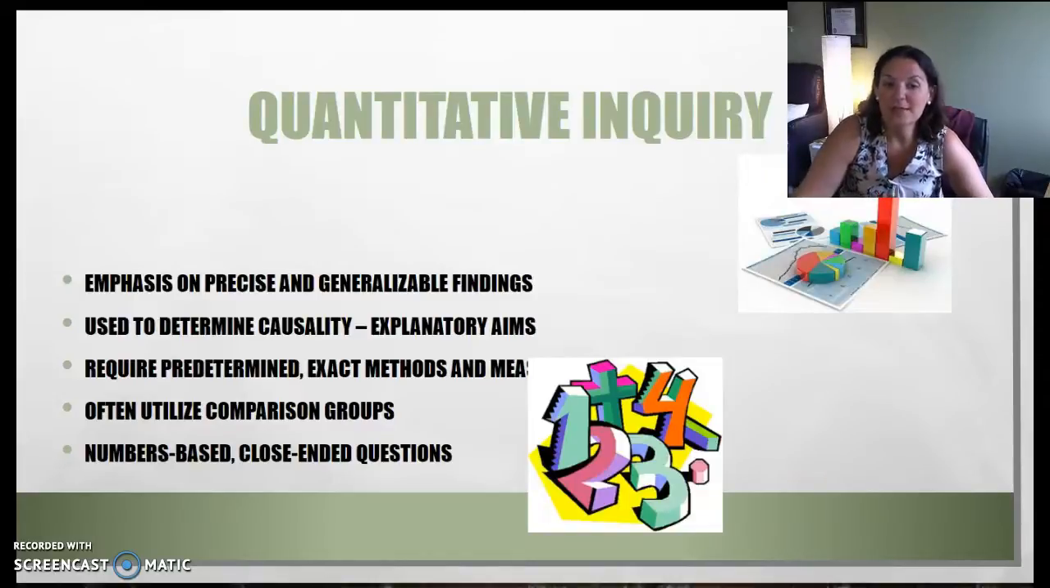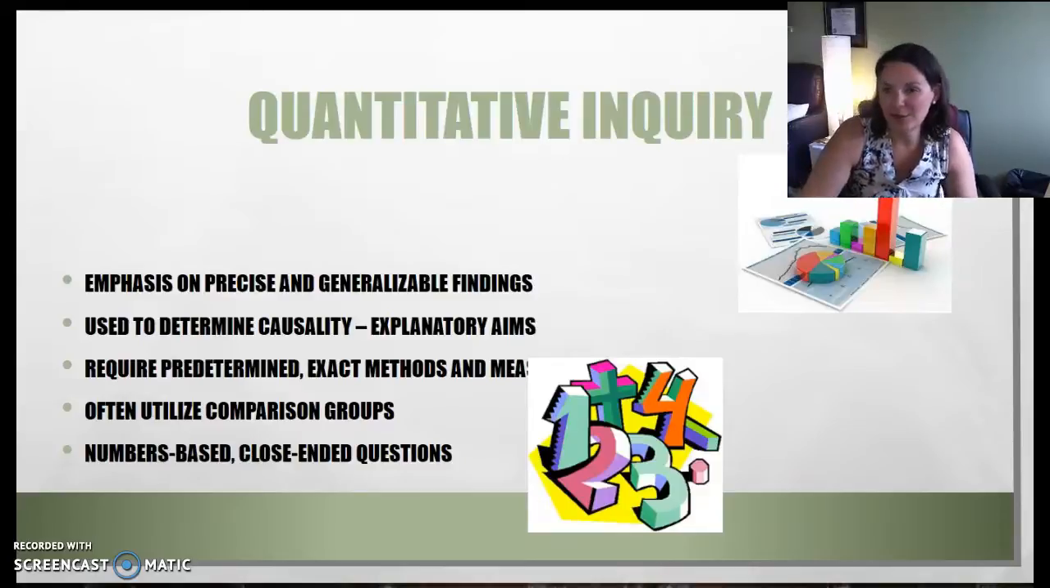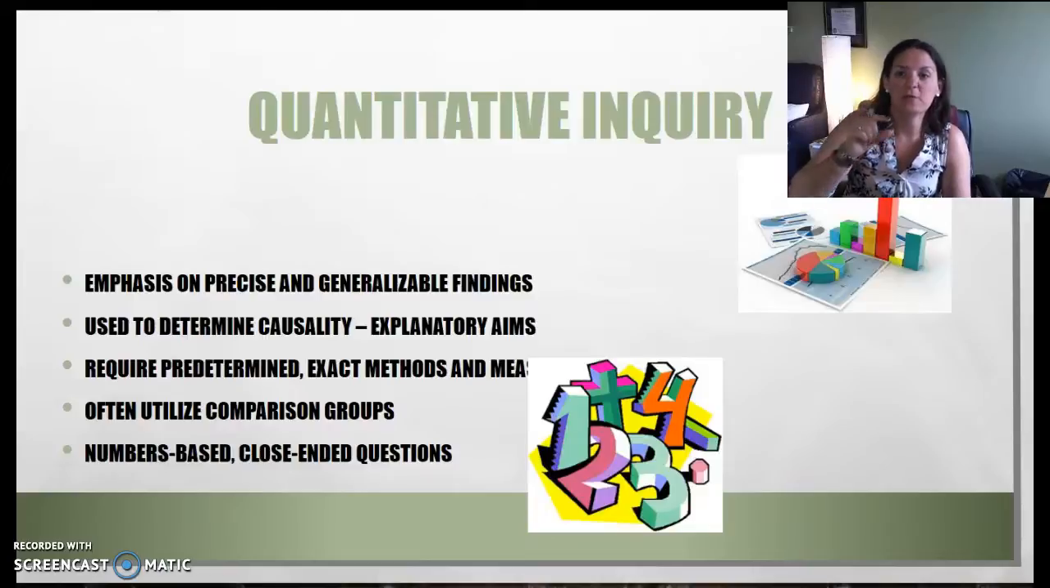So it's very numbers-based, and it's about close-ended questions. So what's important to understand here is when we say numbers-based, that doesn't necessarily mean that quantitative questions are only questions that can be answered with numbers. But quantitative questions are questions that have close-ended categories. So if you say, what is your race? And that question has categories: African American, Caucasian, Latino, Asian Pacific Islander. That's a quantitative question because it's a close-ended question.